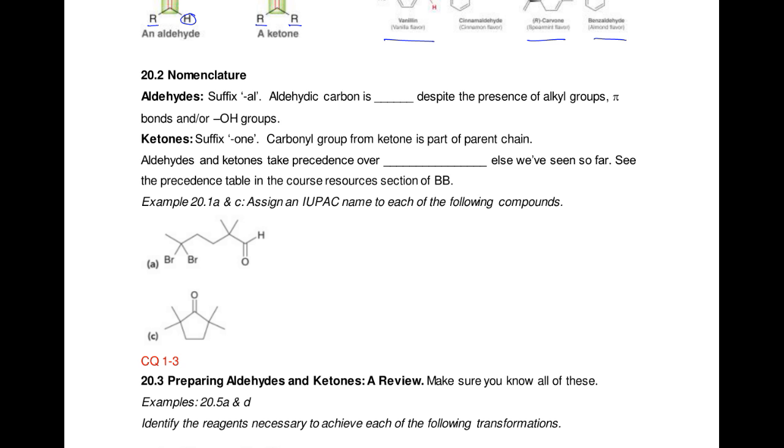What's interesting about the nomenclature of aldehydes is that we use the suffix "al." The aldehyde carbon is going to be number 1. It will always be our first carbon, despite the presence of any alkyl groups, pi bonds, or hydroxyl groups. So aldehydes take precedence over alkyl groups, pi bonds, and hydroxyl groups. Whenever you're dealing with an aldehyde, the carbon that the aldehyde is part of will always be considered carbon number 1.